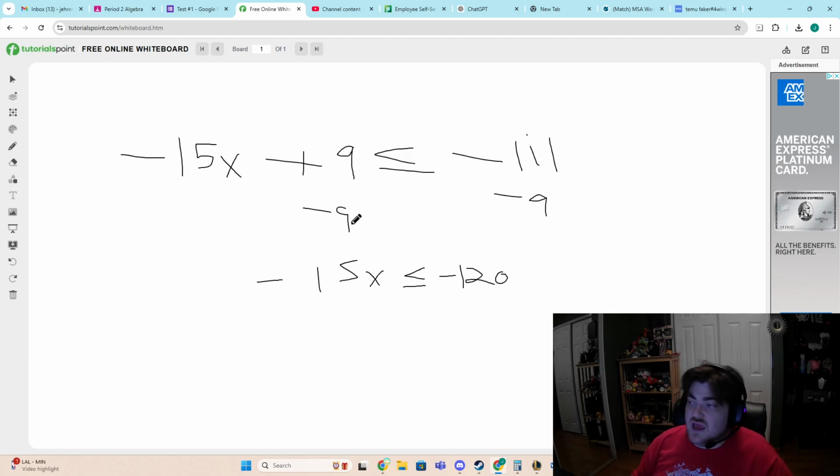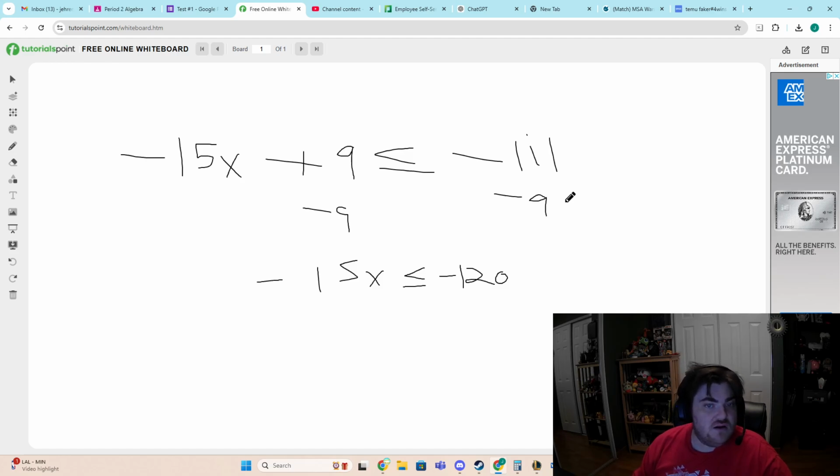I used the idea, like we discussed yesterday, of doing the opposite. So if this is plus 9, we have to move it. We use minus 9, then we do it to the other side. And so far, everything's the same. Nothing is different from when we have inequalities or from when we have equal signs so far.